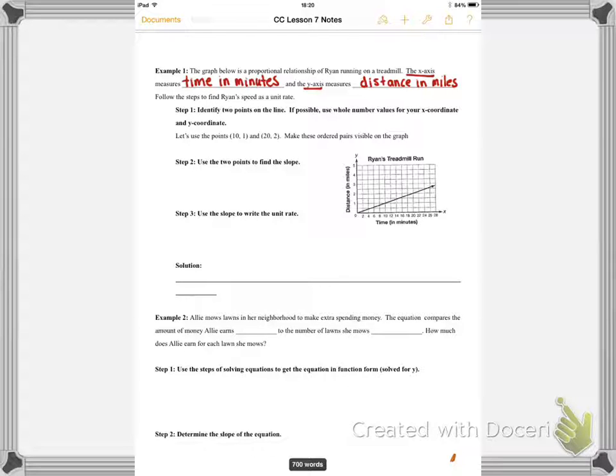And we are going to follow the steps below to find Ryan's speed as a unit rate. Now, in regard to unit rate, before we follow those steps, I want you to think about what you just learned in the last video. So, thought bubble there, that unit rate is the same as two other things. Unit rate is the same as slope, and unit rate is the same as rate of change.